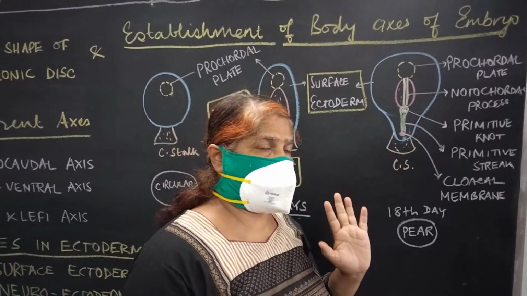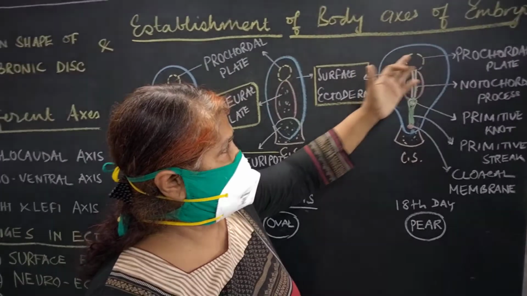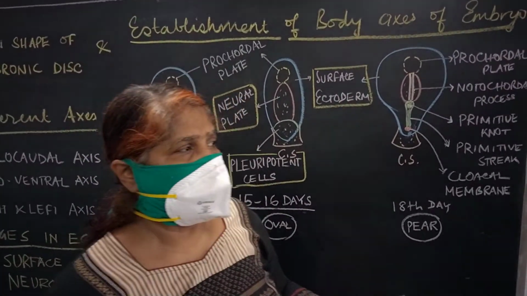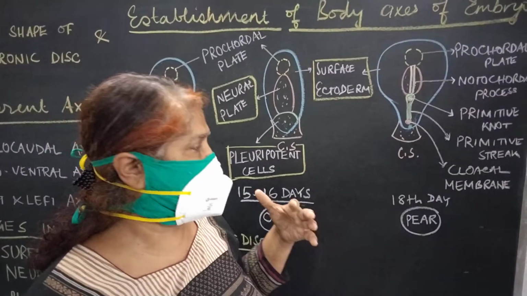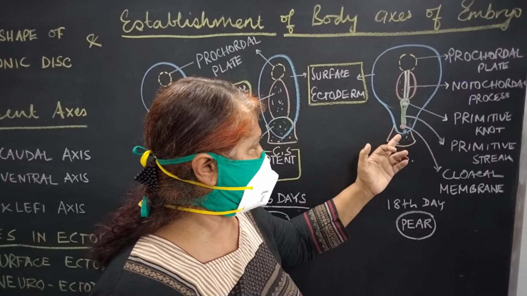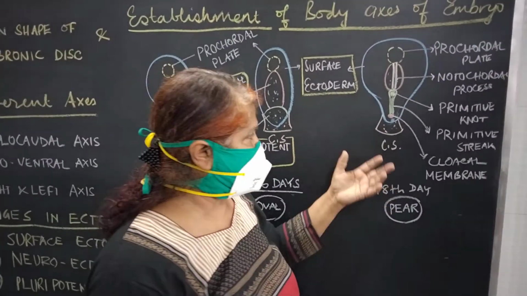The procaudal plate and the cloacal membrane are the two sides with the notochordal process, where only the bilaminar germ disc will persist, that is only ectoderm and endoderm. Otherwise the whole area will be occupied by one more layer, that is called the mesoderm. So it will become a trilaminar germ disc. Ultimately these cells will invaginate within the connecting stalk. We will see afterwards what is going to happen to that part.